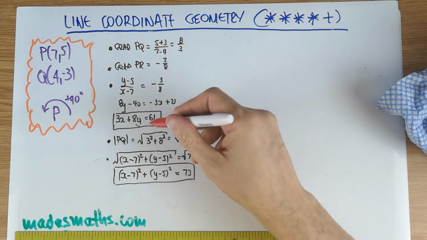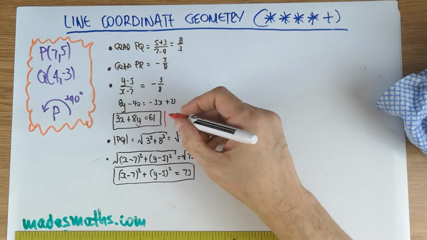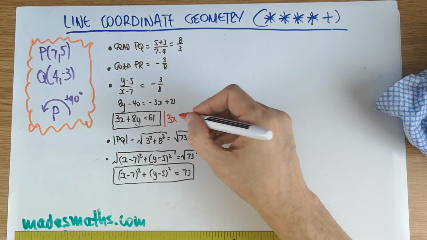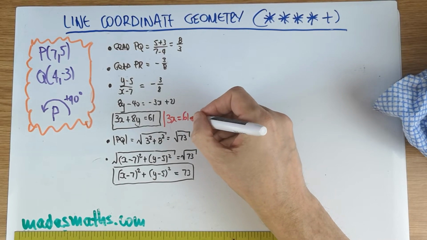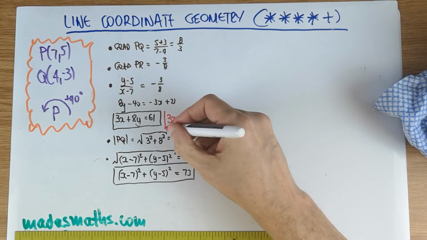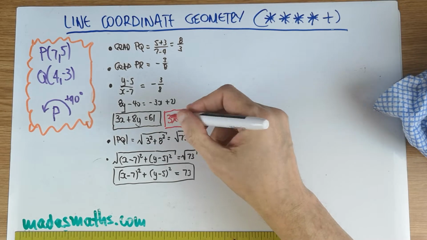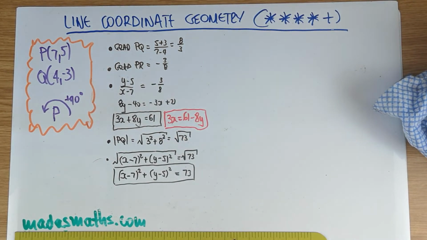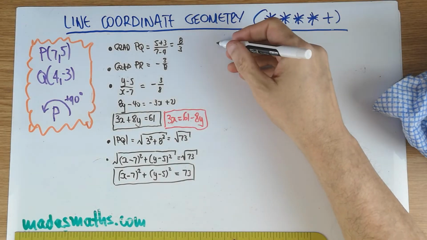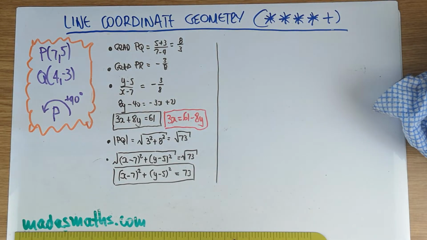So I need to solve simultaneously these two lines. I'm going to rewrite this as 3x is equal to 61 minus 8y, first of all. I'm not going to divide by 3 because I don't want to create fractions. It's going to be a mess, a worse mess than what it already is.